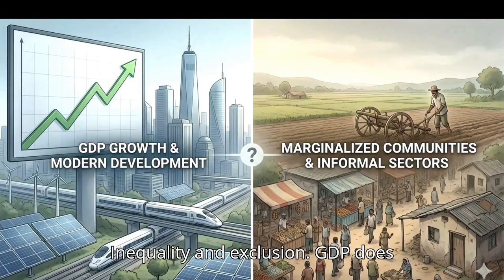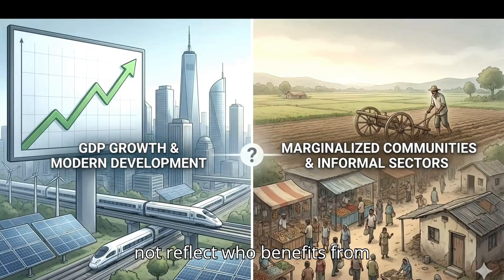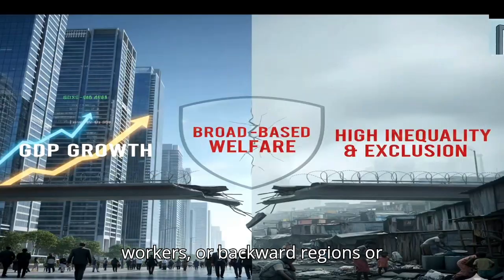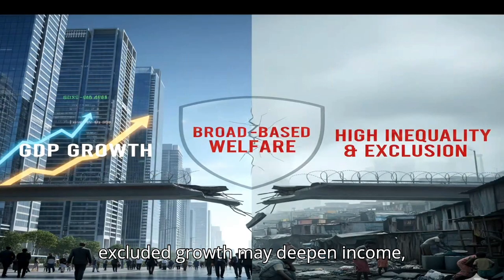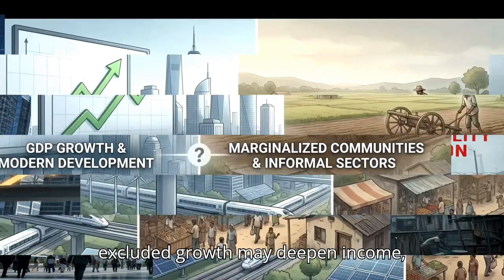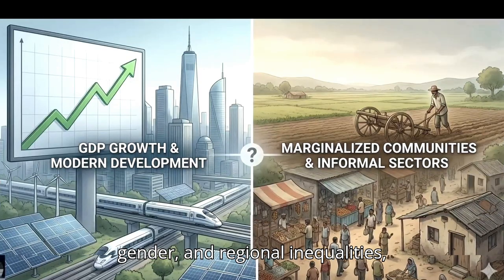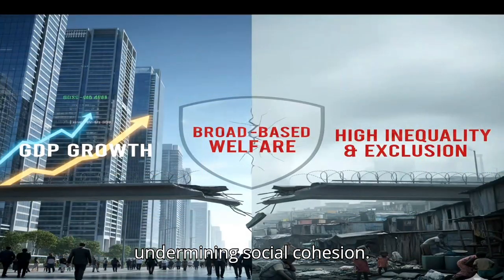Third, inequality and exclusion. GDP does not reflect who benefits from growth. If women, scheduled castes, scheduled tribes, informal workers, or backward regions are excluded, growth may deepen income, gender, and regional inequalities, undermining social cohesion.